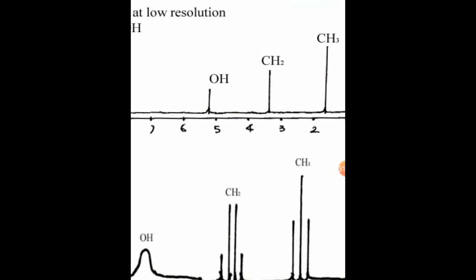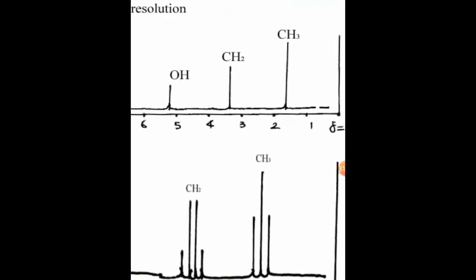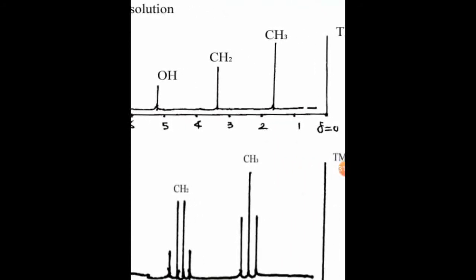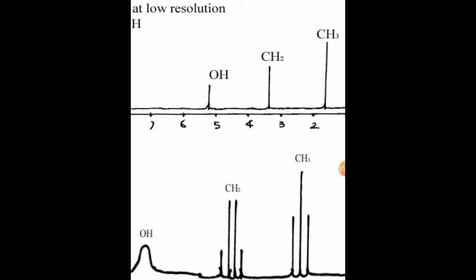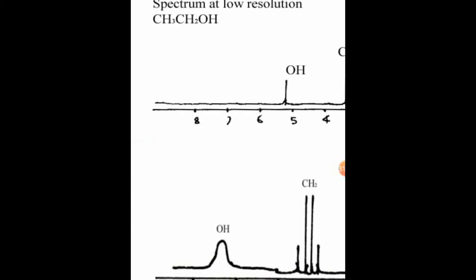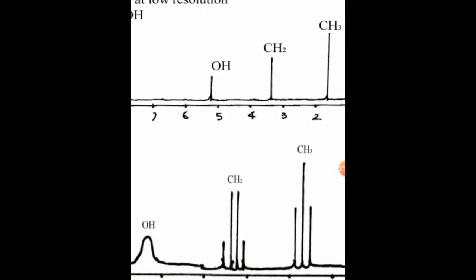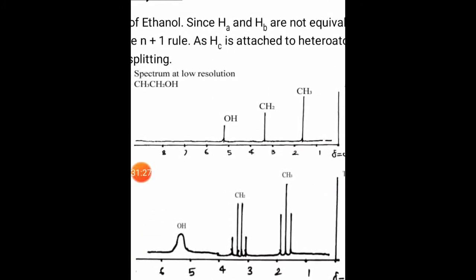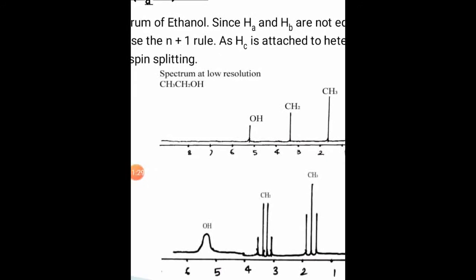The first signal is for the CH3 group, the second signal is for the CH2 group, and the third signal is for the OH group. The OH signal appears more de-shielded and the CH3 signal appears less de-shielded because the OH proton is attached to the electronegative oxygen atom, and CH3 is far away from the electronegative oxygen atom. This is the electronegativity effect.